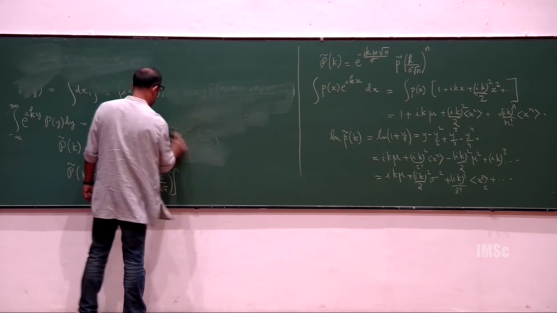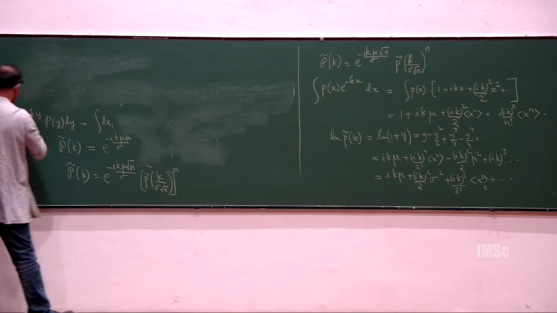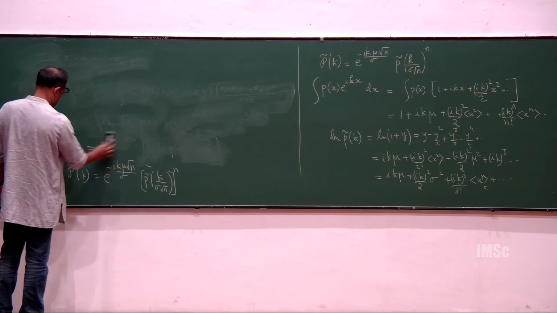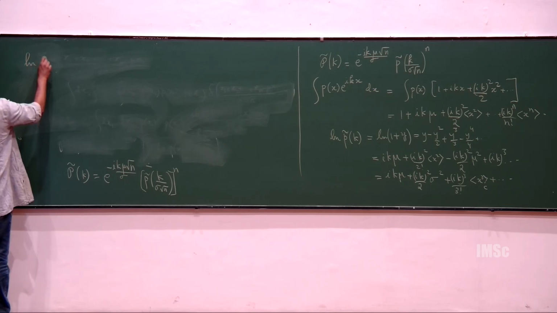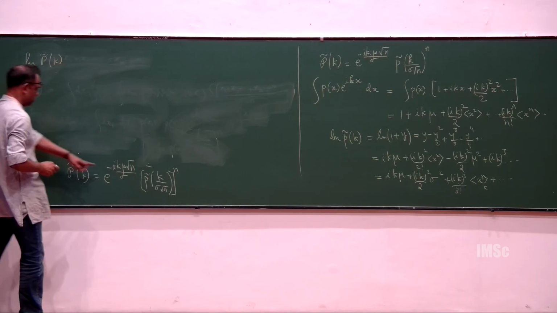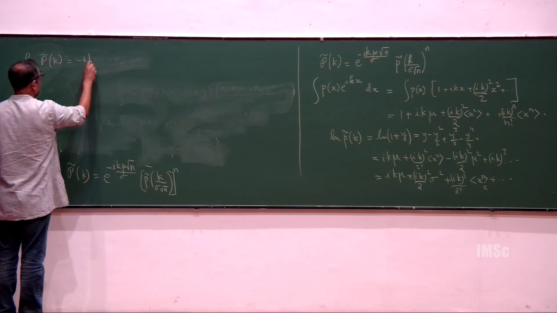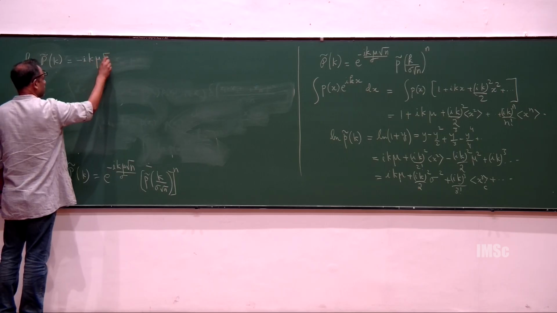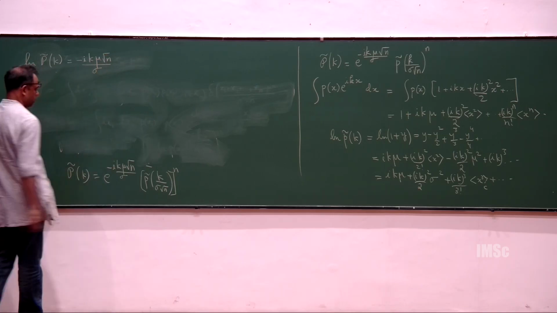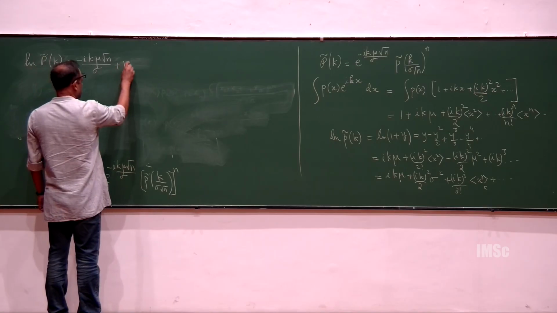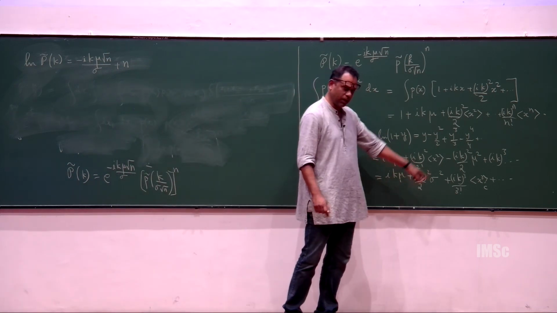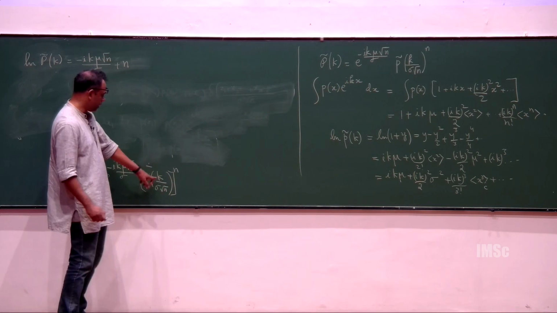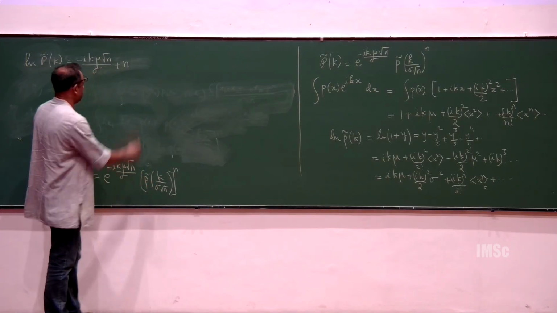Okay, so we had derived up to here. So I take log of p tilde of k plus n times logarithm of p tilde of k by root n. But that expansion we know, it is this expansion. But I have to replace k by k by sigma root n. That's the only thing I have to be careful of.